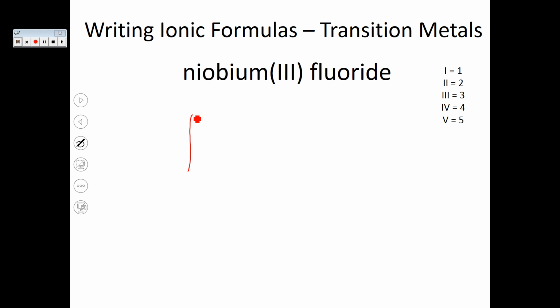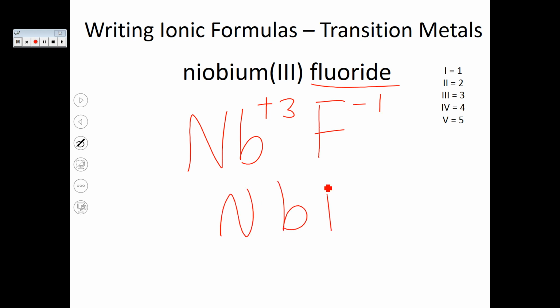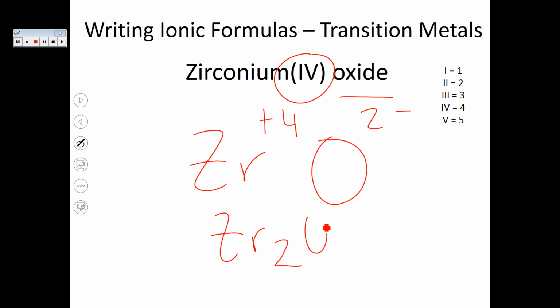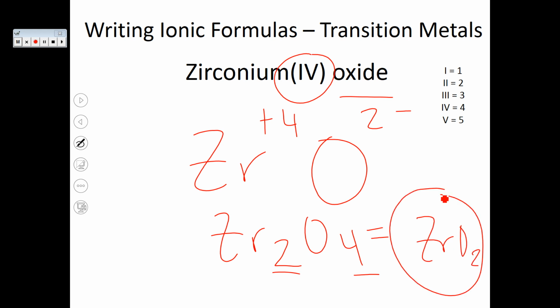Niobium 3 fluoride. Niobium is Nb with a +3 charge. Fluorine, so the nonmetals, that does not change from what we previously saw. That number still comes from the periodic table, so it becomes NbF3. Zirconium 4, Zr, its oxidation number is +4. Oxygen is -2, so this becomes Zr2O4, which you must simplify the subscripts to ZrO2.